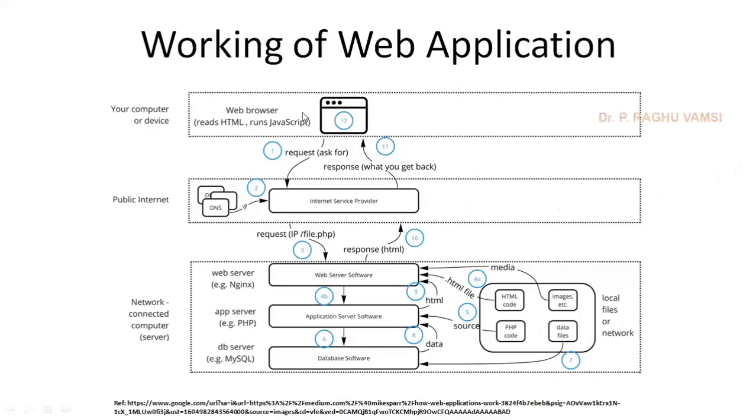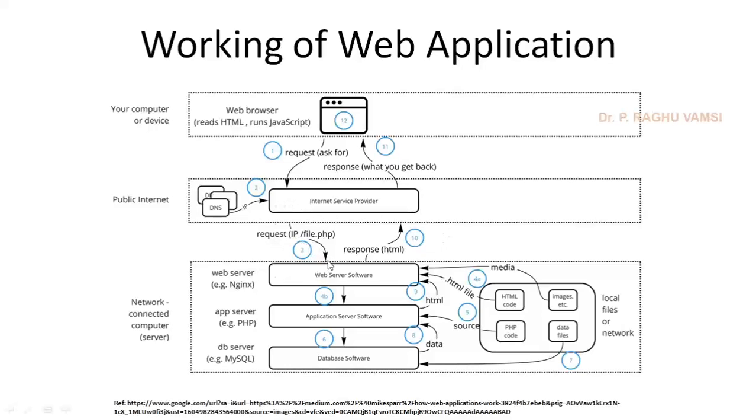Next, from the browser, the user will send the request, and the request will go to the internet service provider. Usually the internet service provider is the one that will resolve the domain name, or we can say DNS service will be provided. DNS is the one which will give you the translation of your conventional website name to the IP address of the corresponding website.